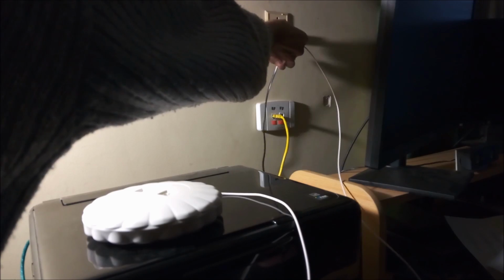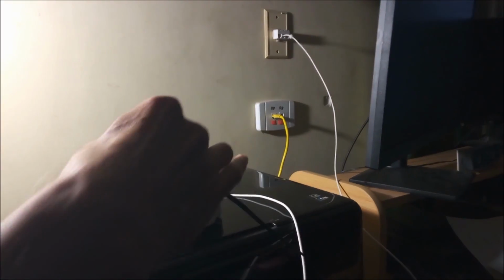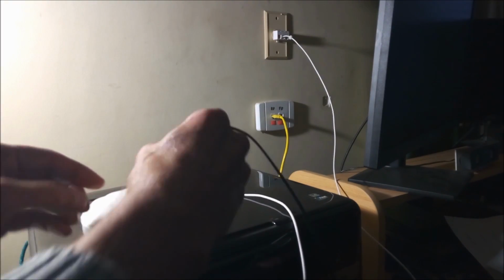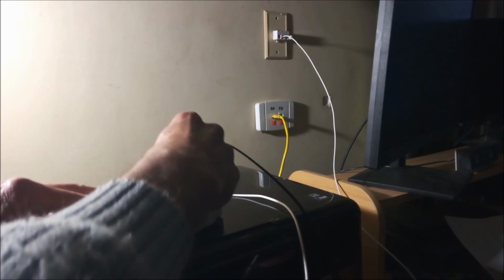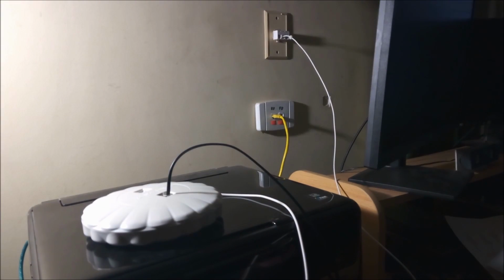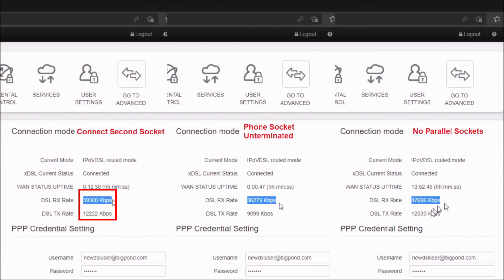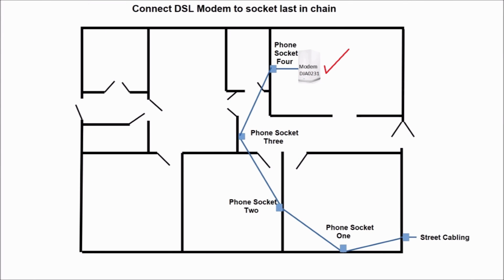In the next test, the modem was connected to the extension cord, which simulates the modem being connected to the furthest phone socket from the street cabling. Surprisingly, the speed was faster at the socket furthest from the street cabling. The speed increased from 36.2 megabits per second to 39.4 megabits per second down and 12.2 megabits per second compared to 9.1 megabits per second up at the socket closest to the street cabling.